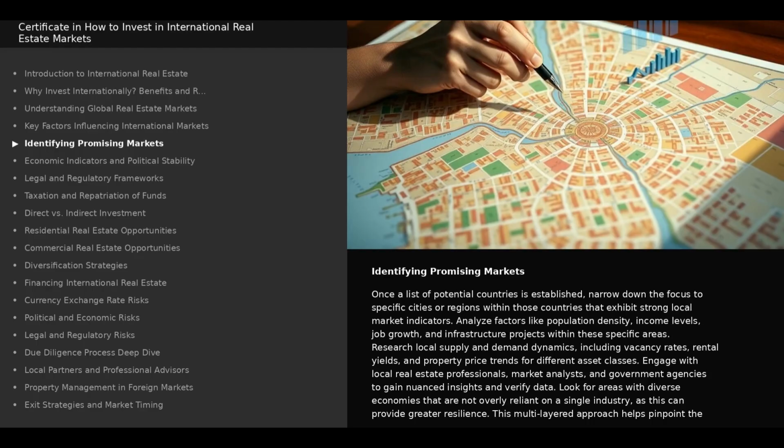Once a list of potential countries is established, narrow down the focus to specific cities or regions within those countries that exhibit strong local market indicators. Analyze factors like population density, income levels, job growth, and infrastructure projects within these specific areas. Research local supply and demand dynamics, including vacancy rates, rental yields, and property price trends for different asset classes. Engage with local real estate professionals, market analysts, and government agencies to gain nuanced insights and verify data.